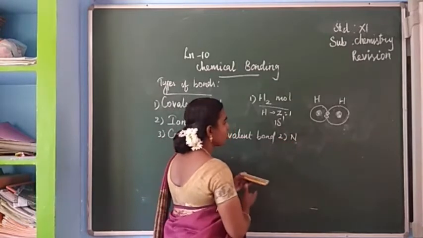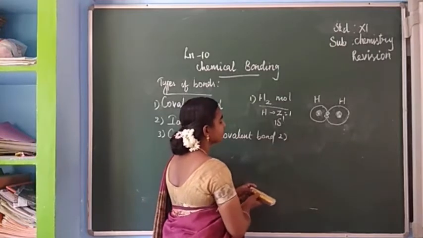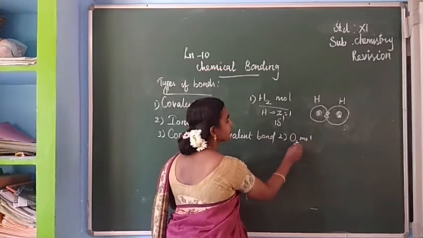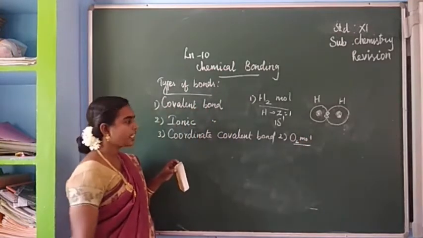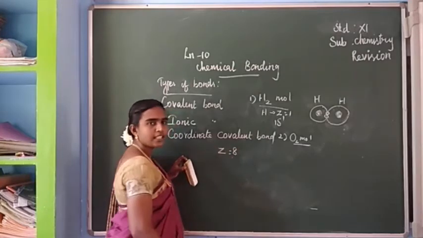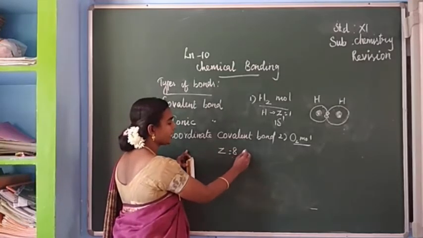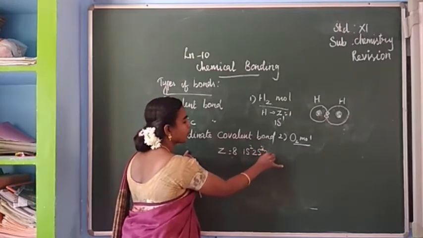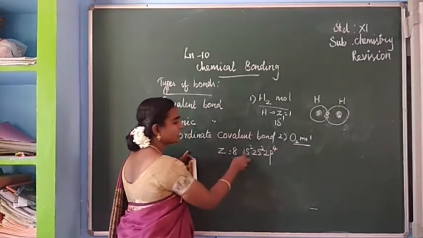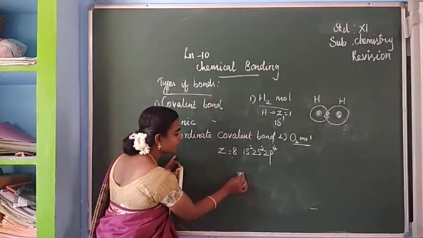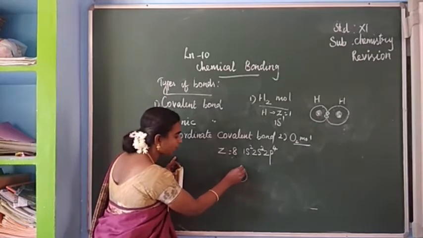So next we can consider example as nitrogen. Afterwards, first we can see oxygen atom. Oxygen, O2 molecule. So oxygen atomic number is Z is equal to 8, isn't it? So how we can write the electronic configuration? 1s2, 2s2 and 2p4. So totally 8, isn't it? So how we can draw the diagram? So here nucleus. So here first orbital, it contains 2 electrons.